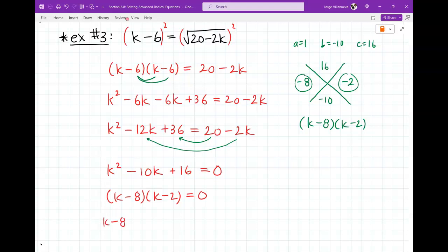So K minus 8 equals 0 and K minus 2 equals 0. That means that K is going to be equal to 8. And also K will be, whoa, what did I put right there? Sorry about that. K minus 2 equals 0. I put K equals 2 equals 0. K minus 2 equals 0 will become K equals 2. So I have two answers. All right, let me check.